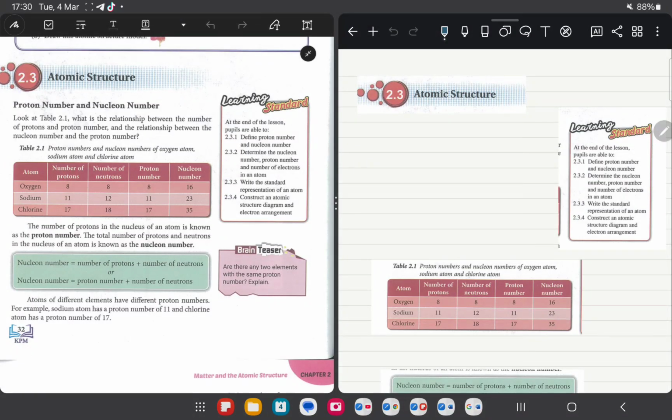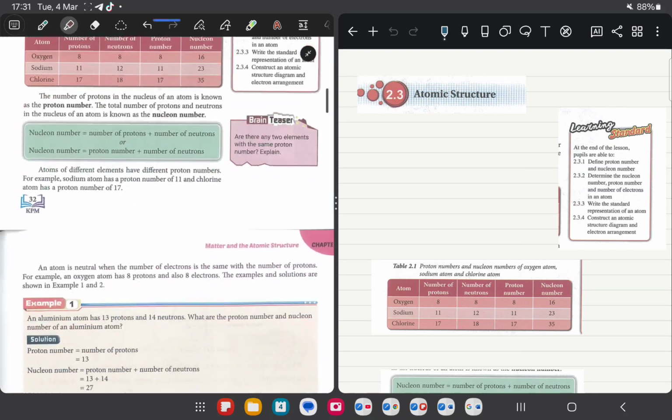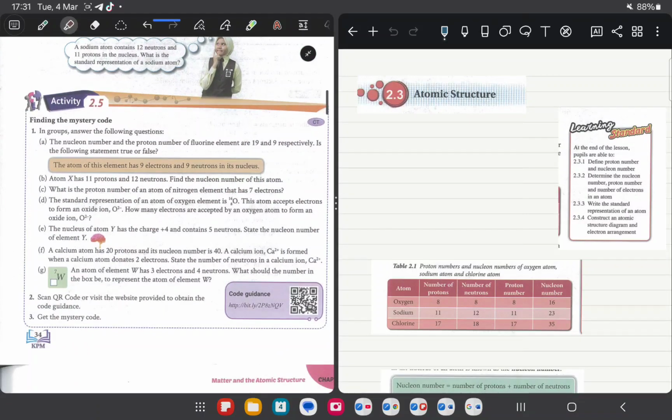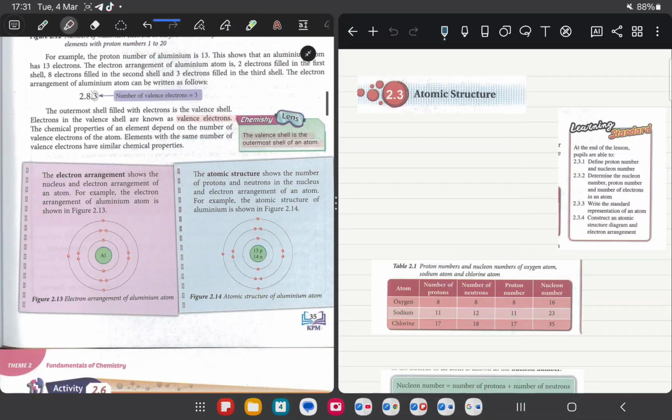So for today I'm going to continue with a new video which is about atomic structure. This is the video for subtopic 2.3. In this video I'm going to cover two different parts. For the first part I'm going to explain the content on pages 32 and 33, and in the second video I'm going to explain the content on pages 34 and 35.